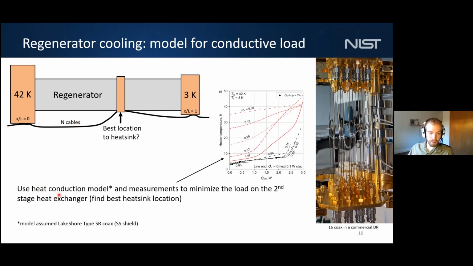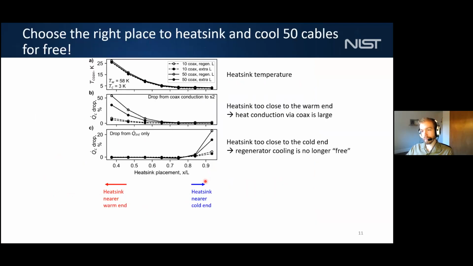What we've done is we've developed a heat conduction model, assuming a certain type of coaxial cable. And then we're going to input the measurements that I showed previously to predict what load will be on the second stage heat exchanger. And we're going to try to minimize that load. I'll cut to the chase. If you choose the right place to heat sink the cables, you can cool 50 cables with zero effect on the second stage cooling power.